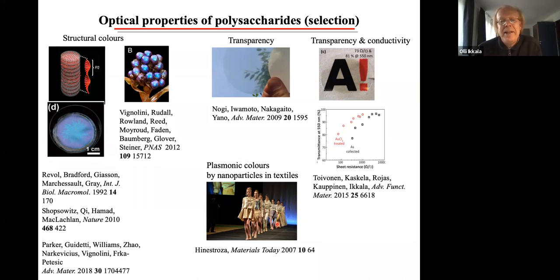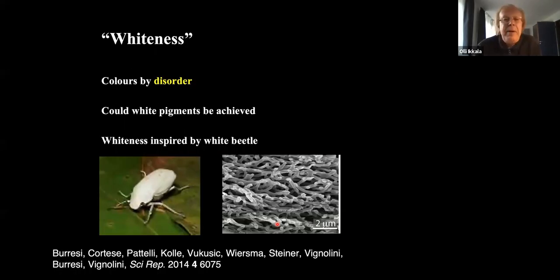Well, I said that I'm going to describe now disorder. So this animal is a white beetle, and it does not have white pigment, but it has a disordered network which scatters light. You see that the overall theme in this talk is networks. So this is a kind of optical network. And then of course comes the question, could white pigments be achieved in this way? Because as I said, titanium dioxide is soon banned.